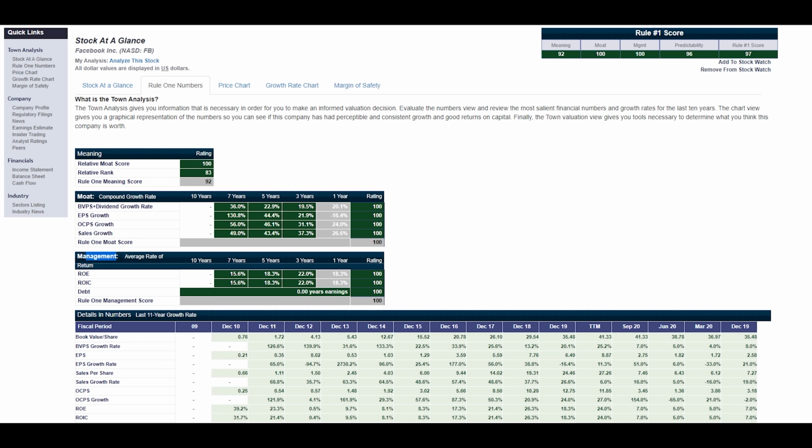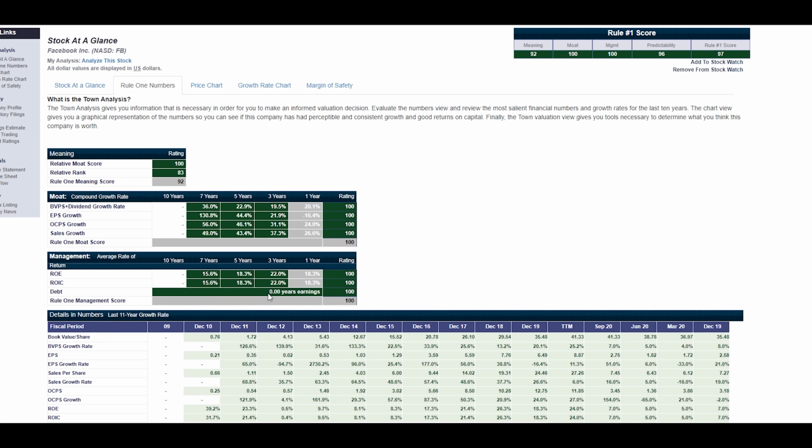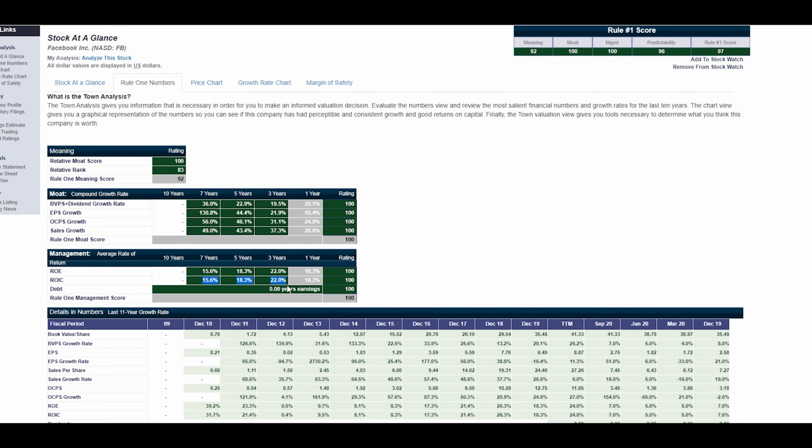Then you see management numbers: return on equity, return on invested capital, and the debt. Obviously, Facebook is just one of those freak instances where they've just got no debt. So obviously that gets a 100 rating because it's going to take them 0 years of their earnings to pay back their debt. But you can see over the past 7, 5, 3, and 1 year, look at that return on invested capital. Very, very strong for Facebook.